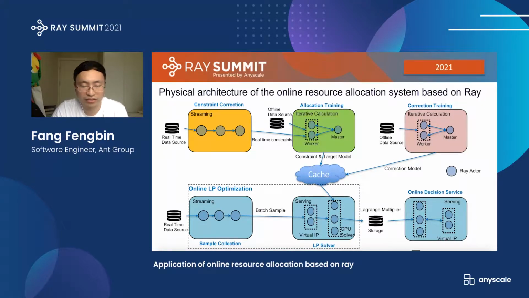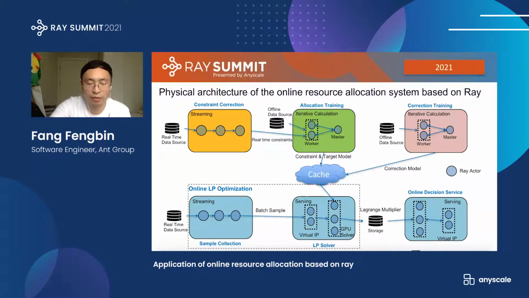The fifth part is online decision service. Online decision service reads dual variables generated by online LP optimization from the storage for online rank. Online decision service has a high requirement for SLA, so we build an online service framework, serving, based on Ray. The framework allows users to publish any business logic as an online service and control traffic. Users don't need to care about the resource deployment, resource scaling, and cluster disaster recovery.